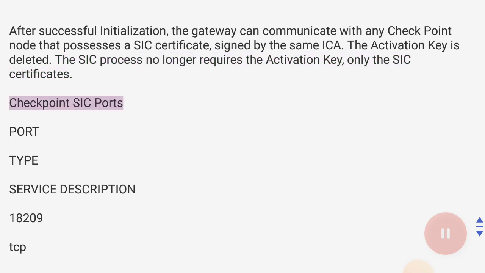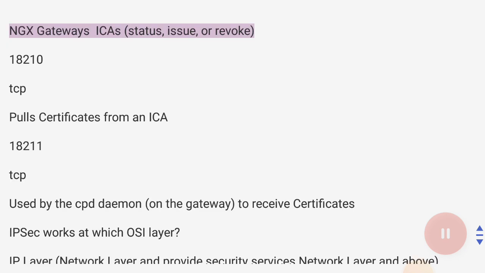Checkpoint SIC ports. Port, type, service description. 18209, TCP: NGX gateways ICA's status, issue, or revoke. 18210, TCP: pull certificates from an ICA. 18211, TCP: used by the CPD daemon on the gateway to receive certificates.